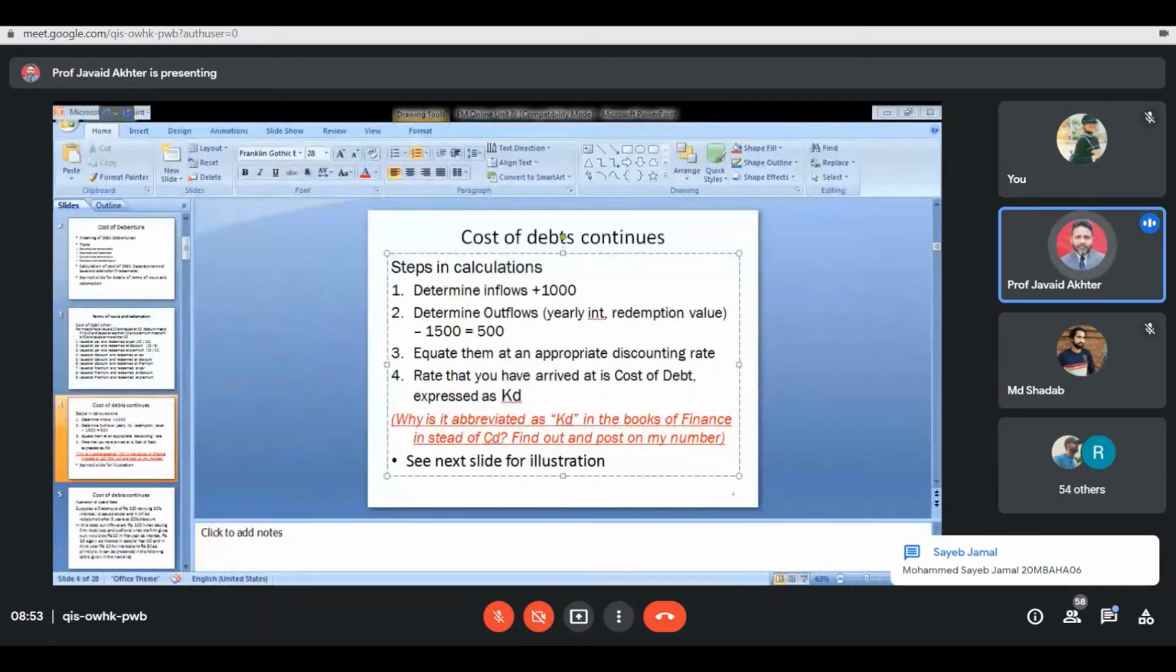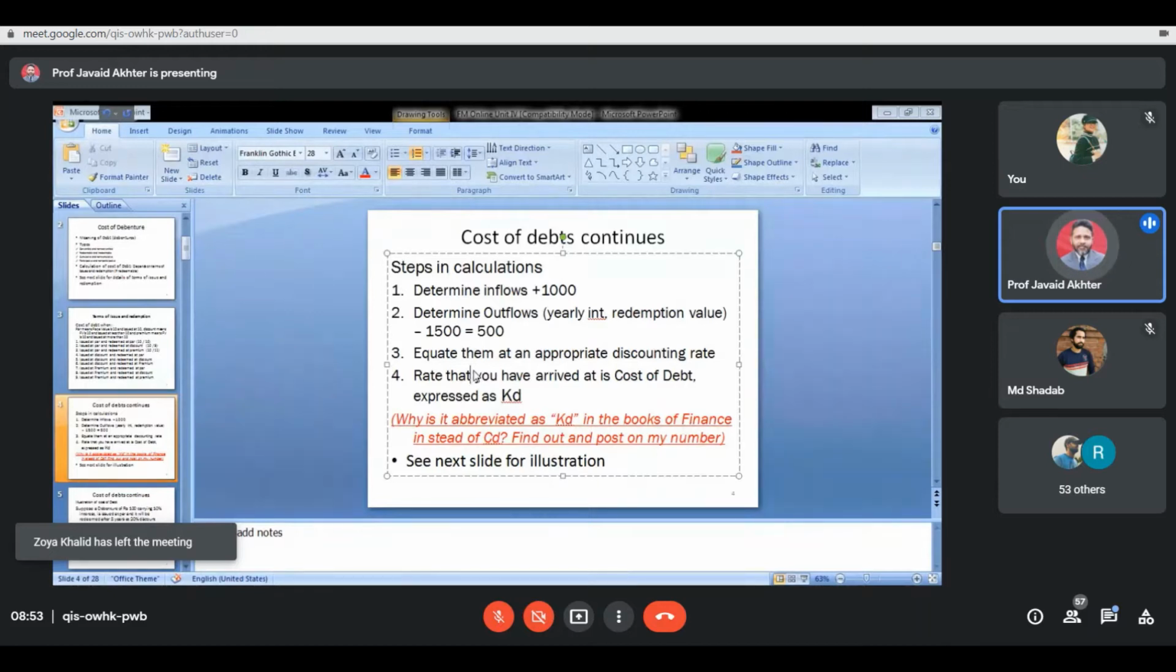So you need to equate this inflow and outflow. That is why I wrote equate. You see the screen, what is mentioned? Equate them at an appropriate discounting rate. How do you equate? Look at the subsequent slide.